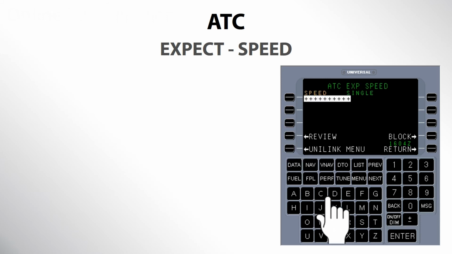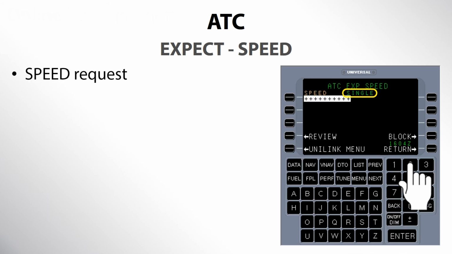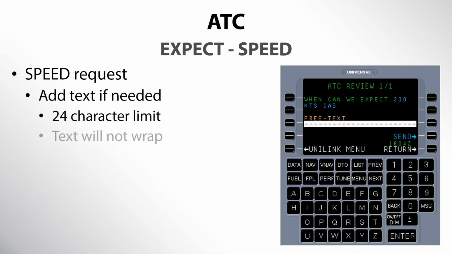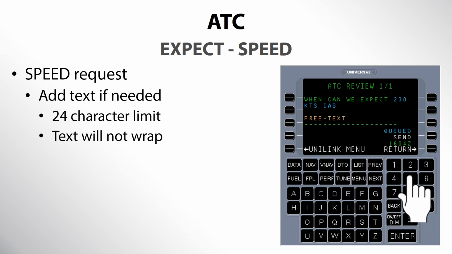Like altitudes, speed requests can be for either a single speed or a block of speeds. Let's enter a single speed first. Just enter your requested speed and then press Review. You can add free text if needed. This page has a limit of 24 characters and the text will not wrap. Press Send to put the speed negotiation request into queue for transmission.